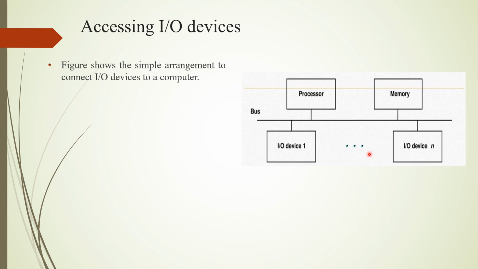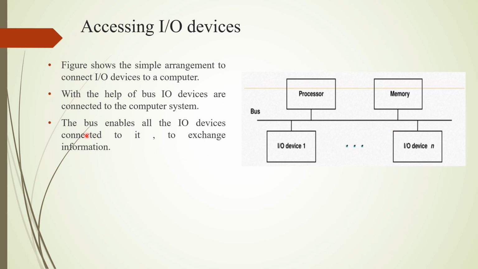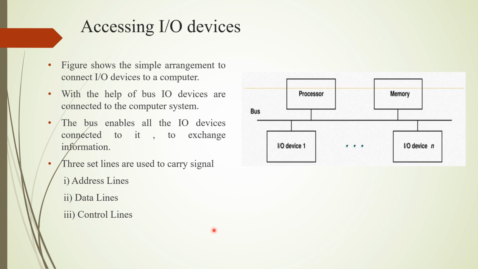This figure shows a simple arrangement to connect a number of IO devices to the computer system. With the help of the bus, IO devices are connected to the computer system. This bus enables all the IO devices connected to it to exchange information. This bus usually consists of three sets of lines which carry signals, and these lines are categorized as address lines, data lines and control lines.